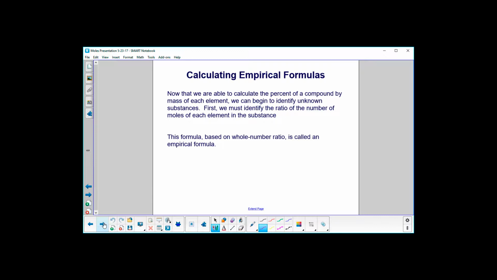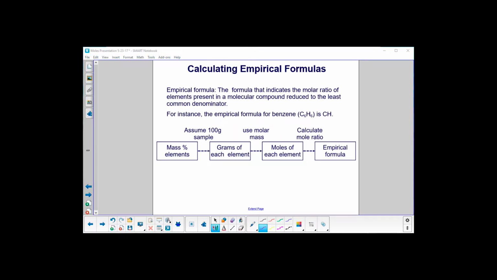Now that we're able to calculate the percent of a compound by the mass of each element, we can begin to identify unknown substances. First, we need the ratio of the number of moles, and that's why we spent so much time on the number of moles, of each element in the substance. This formula, which is based on a whole number ratio, is called an empirical formula. The empirical formula indicates the molar ratio of elements present in a molecular compound reduced to the least common denominator.